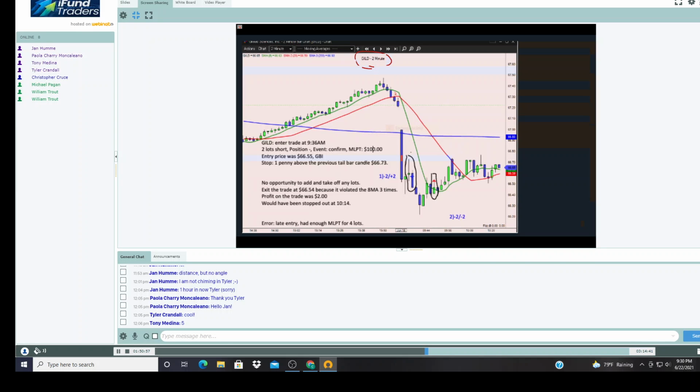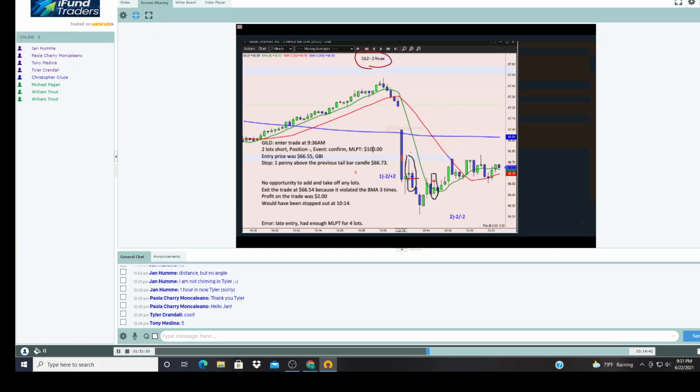Hi, Marilyn. So this is Guild. Let's see what happened to Guild here, what you did with Guild. So you see this big bar here, and then you enter here below the green, okay? Confirmation event. Okay, but what event actually? Because I see here 2 lots short, position minus, all right?